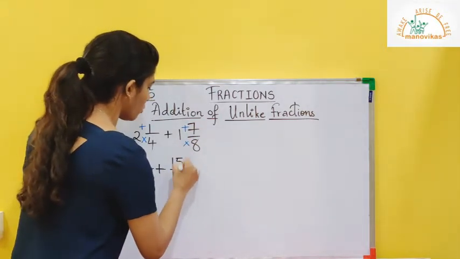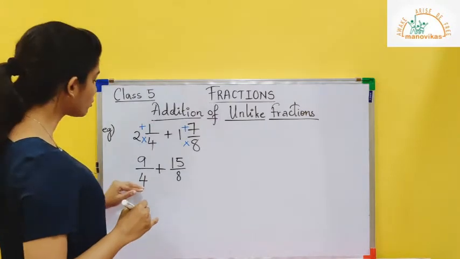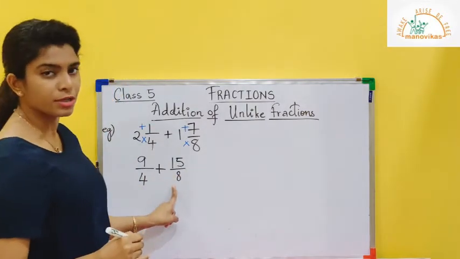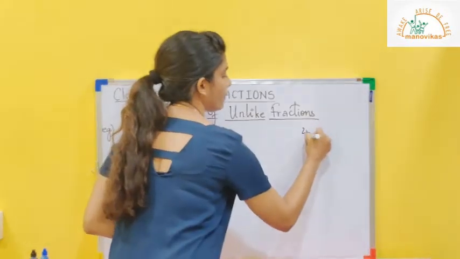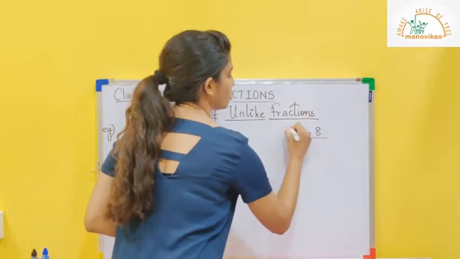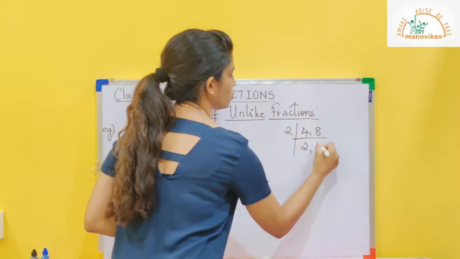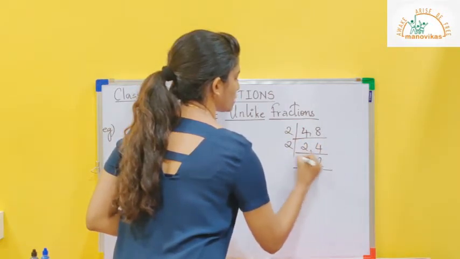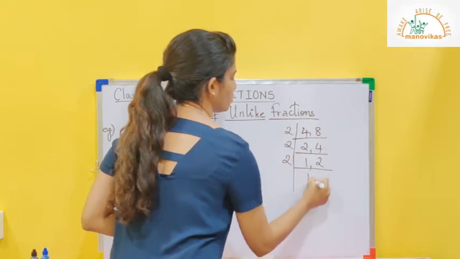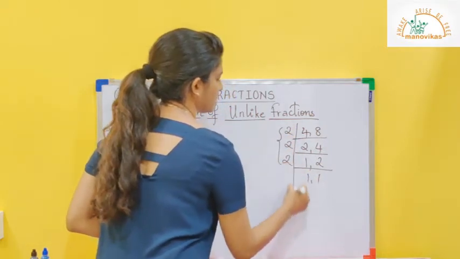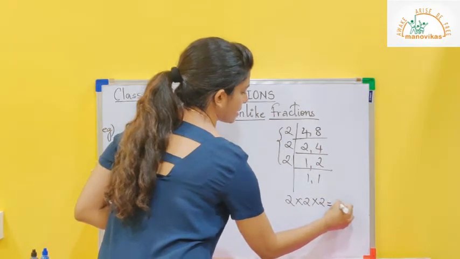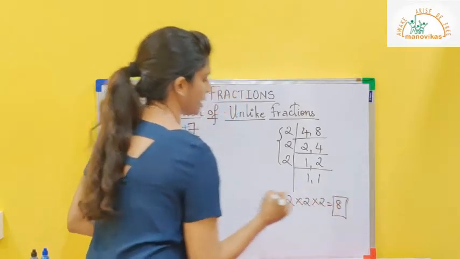So 15 upon 8. Now you have to find the LCM of both these numbers because the denominators are different here. So 4 and 8. 2 2s are 4, 2 4s are 8, 2 1s are 2, 2 2s are 4, 2 1s are 2. So after multiplication I get 8. So the LCM here is 8.